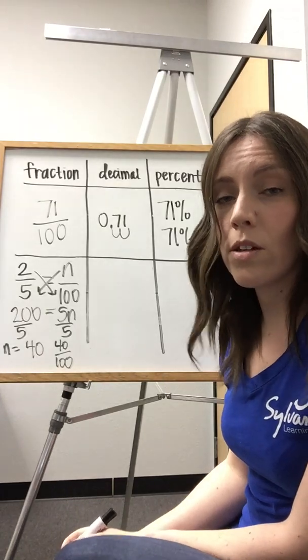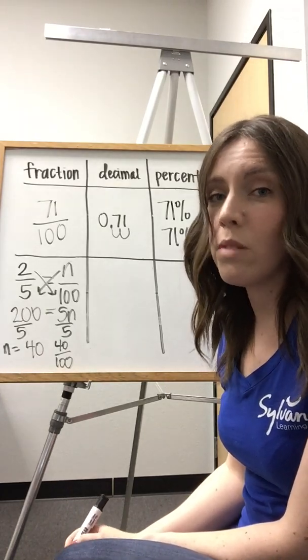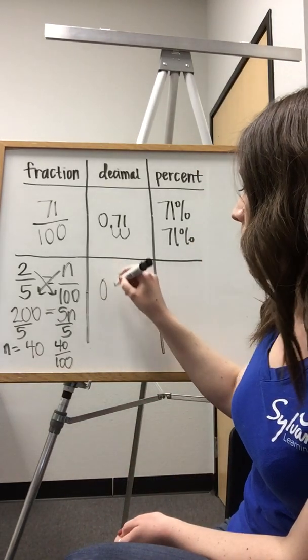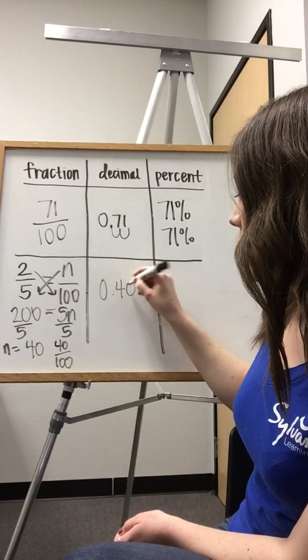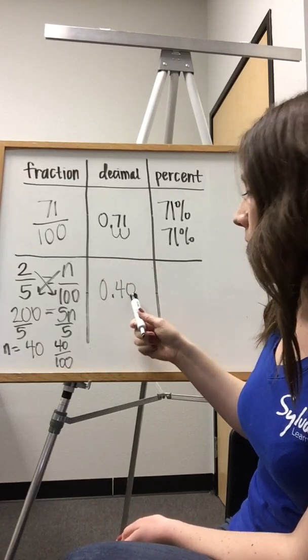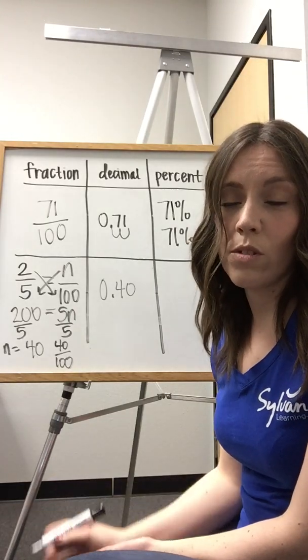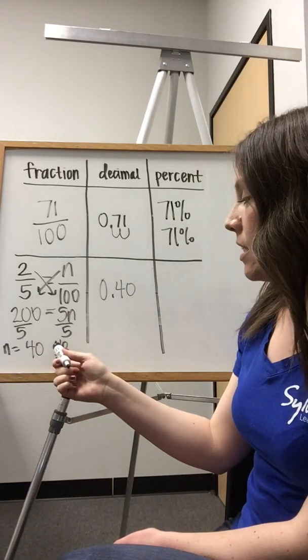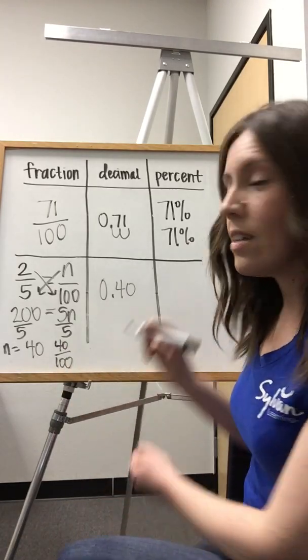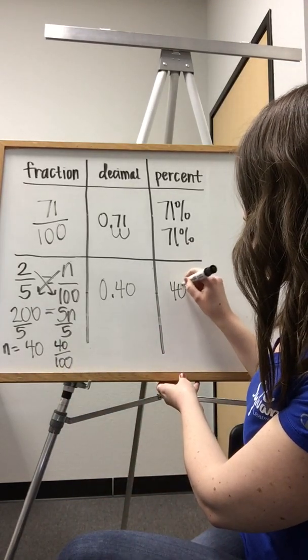And just like we learned before, 40 hundredths can be rewritten as a decimal with a 40 ending in the hundredths place. And either one of these can be used to find our percent by recognizing that 40 over 100 is the same as 40%.